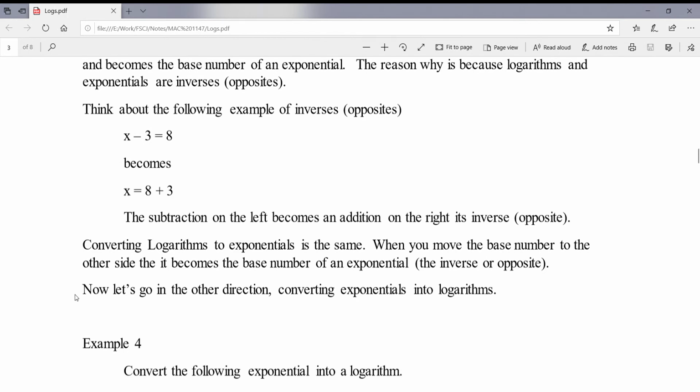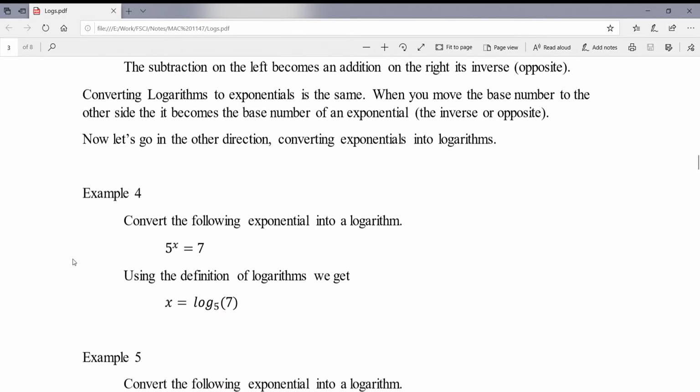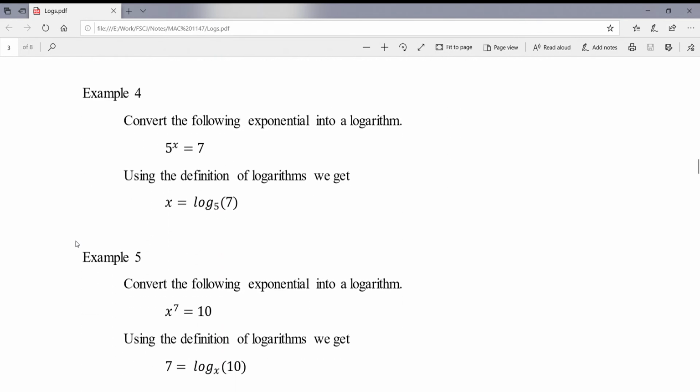Now let's go in the other direction, converting exponentials into logarithms. Convert the following exponential into a logarithm. 5 to the x power is equal to 7. Using the definition of logarithms, we get x is equal to log base 5 of 7.